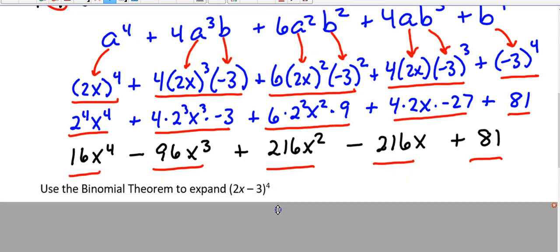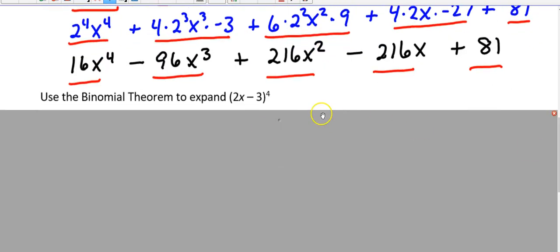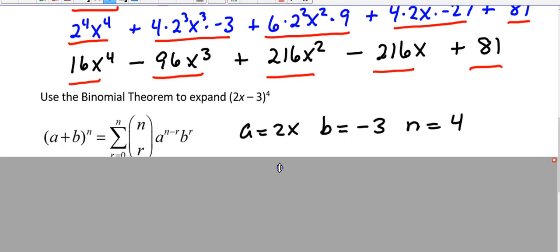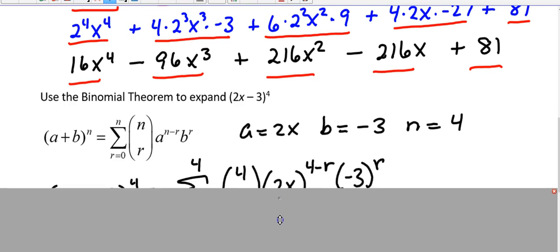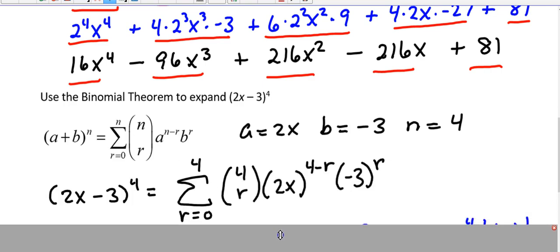All right, now what about using the binomial theorem to do the same thing? So I have put the binomial theorem down here again, and we're going to put the numbers into it that go specifically with this situation. So a plus b to the n becomes 2x minus 3 to the fourth. So a is 2x, b is negative 3, and n is 4.